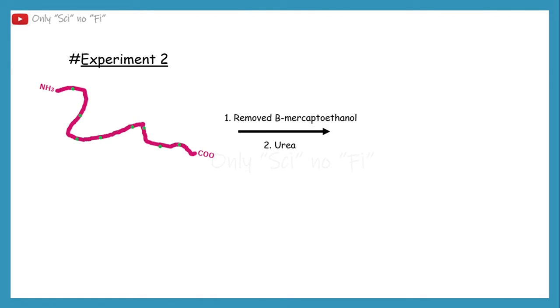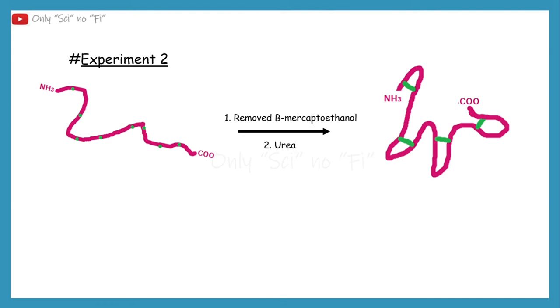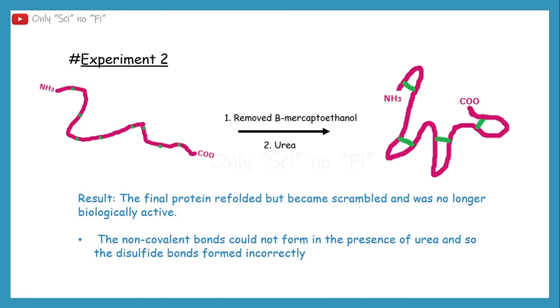In the second experiment, he took this denatured protein and removed beta mercaptoethanol first. So urea remained as it is in the medium. He removed the reducing conditions from the mixture. Now what he saw was the protein refolded back, but this was a scrambled form, and not biologically active. Now, why did this happen? Because of the presence of oxygen in the air, these disulfide bonds were oxidized again and formed these structures. Of course, this is not a biologically active form, but disulfide bonds were formed. The non-covalent bonds could not form because of the presence of urea. So this was what he observed in the second set of experiments.